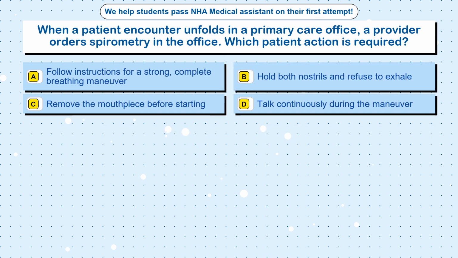Question 43. When a patient encounter unfolds in a primary care office, a provider orders spirometry in the office. Which patient action is required? Option A, follow instructions for a strong, complete breathing maneuver. Option B, hold both nostrils and refuse to exhale. Option C, remove the mouthpiece before starting. Option D, talk continuously during the maneuver.